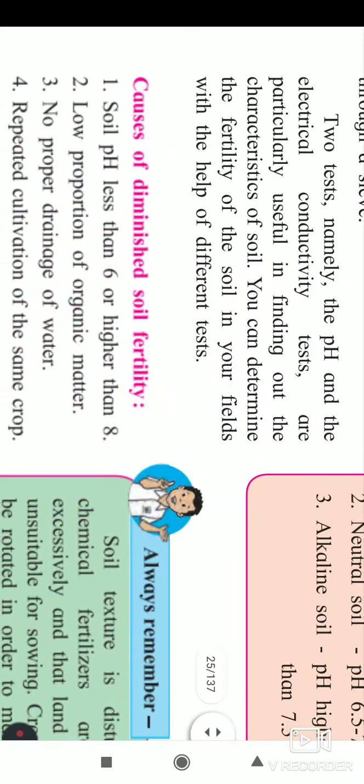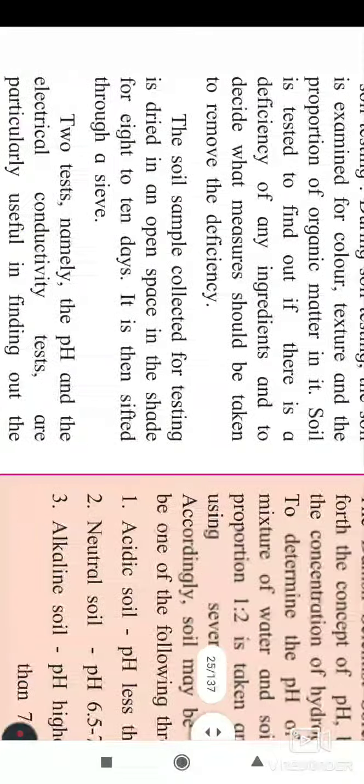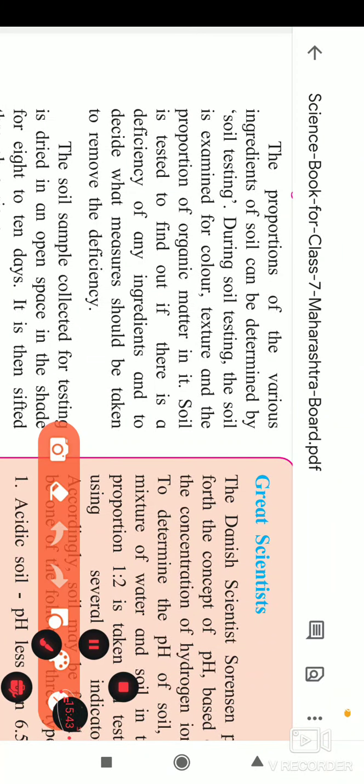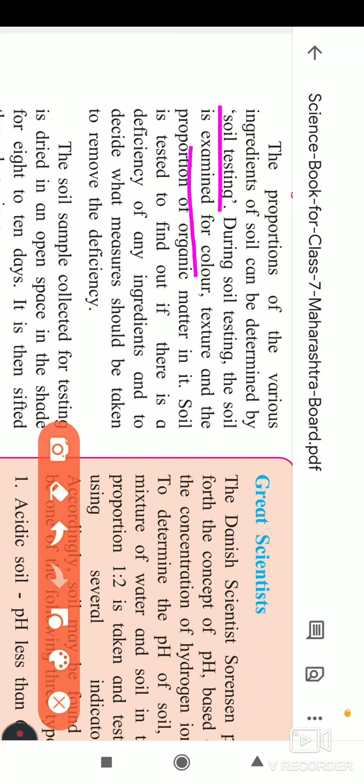The next point of our lesson is soil testing. The proportion of the various ingredients of the soil can be determined by soil testing. What is checked during soil testing? The soil is examined for color, texture, and the proportion of organic matter in it. Soil is tested to find out if there is a deficiency of any ingredient.